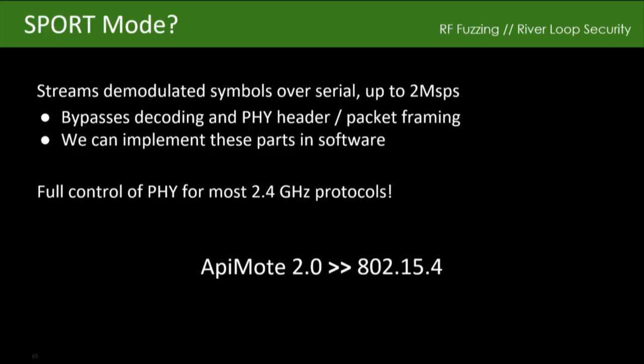Sport mode, I forget what it stands for, some sort of an acronym. What sport mode essentially does is it uses the demodulator, but bypasses the decoder and all the framing logic that's implemented in the transceiver. So it allows you to stream raw symbols over a serial interface back to a host. If we bypass that, we can then implement all those low-level physical layer features that we're interested in software. So that enables us to have full control over the physical layer for most 2.4 gigahertz protocols. Super, super exciting. We're really excited to build this out. API mode 2.0 is going to do a lot more than 802.15.4, hopefully without giving up any functionality.